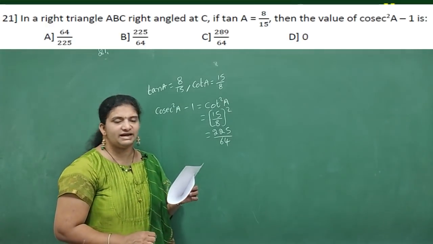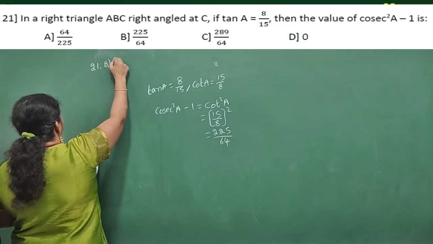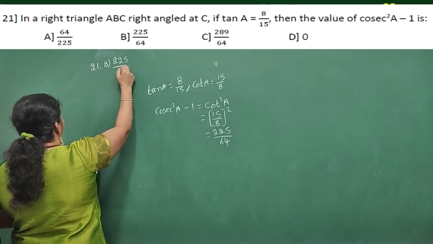Check the options. Which is the right answer? Option B, 225 by 64.